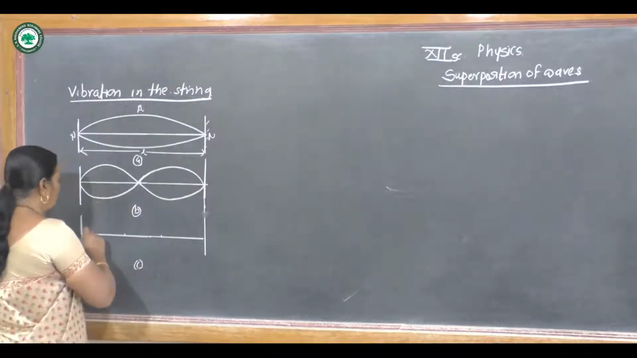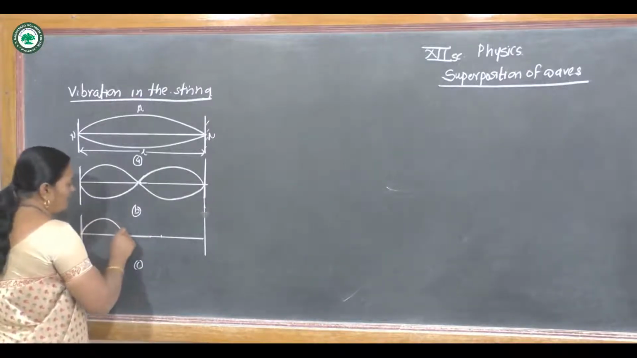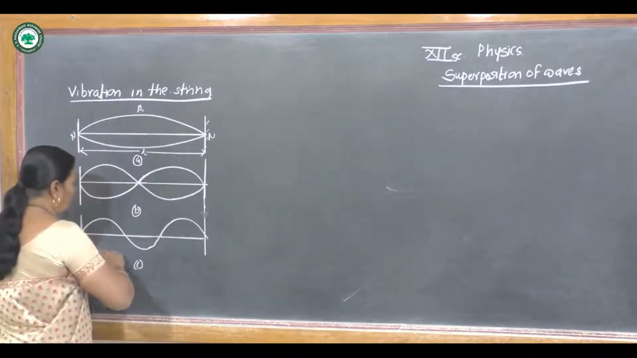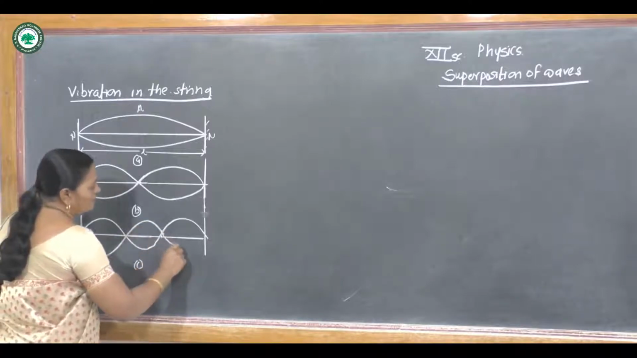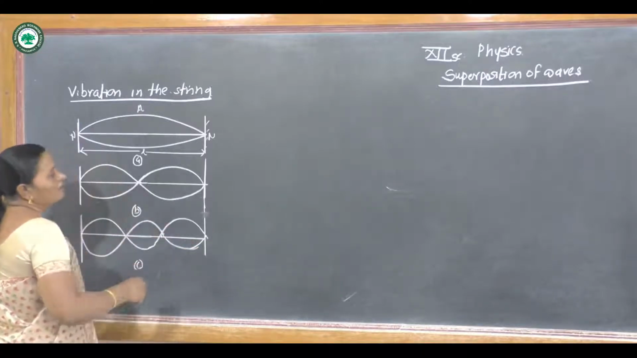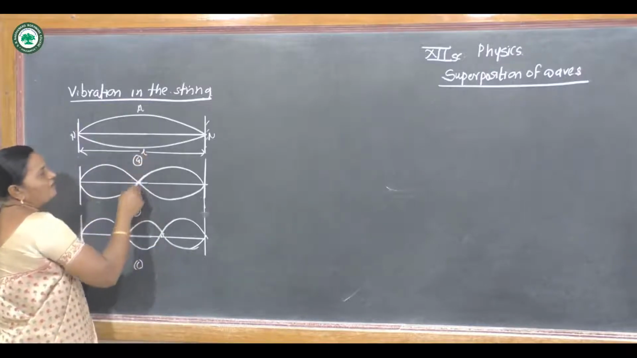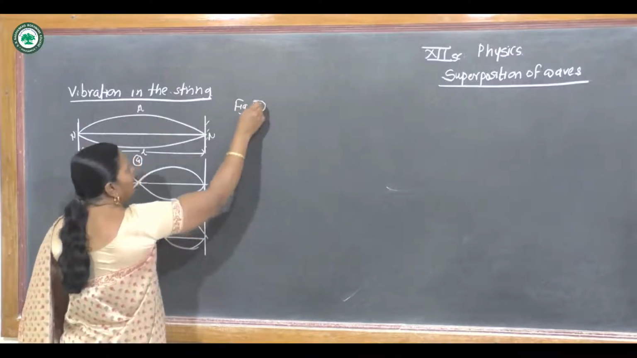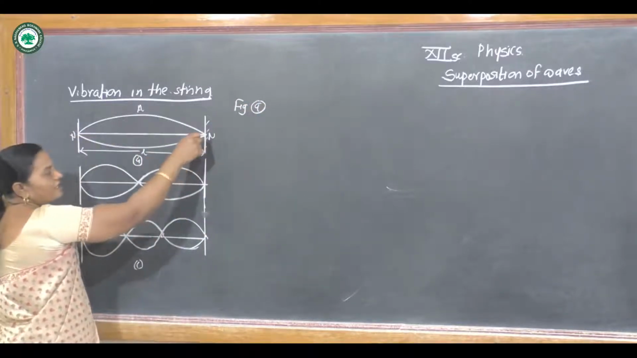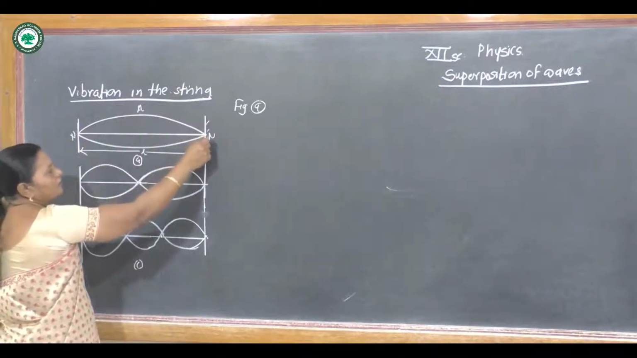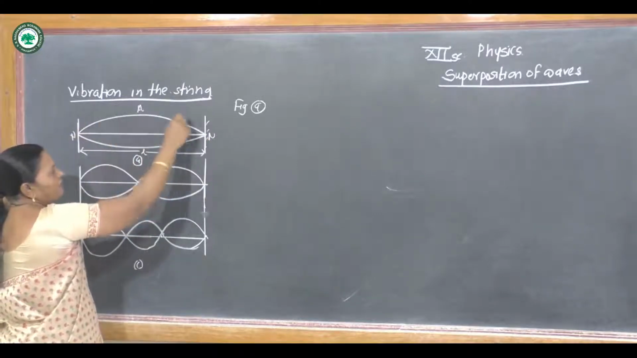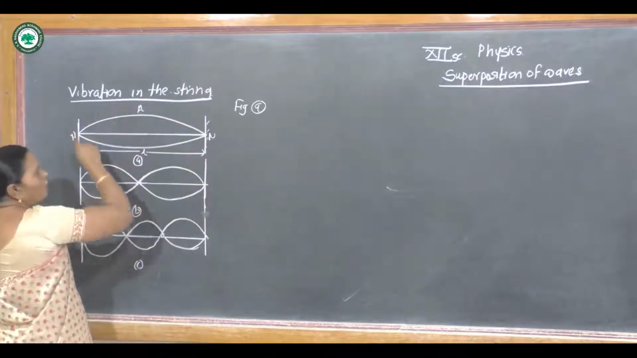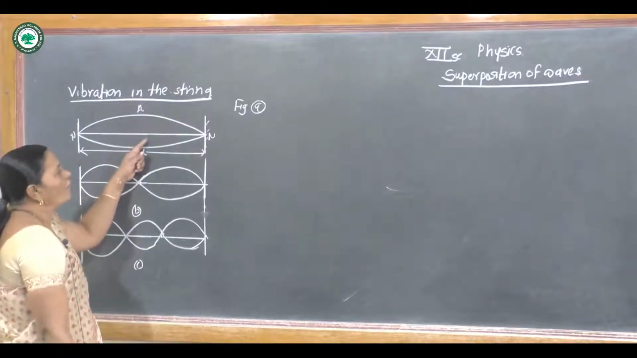Now in the third mode, three loops are formed. These three loops are formed and the wave is reflected back, forming a stationary wave. Now we see the details of this stationary wave. Now see figure A. In figure A, the string is stretched between two rigid supports. When the transverse wave is incident at the denser medium, it is reflected back forming a stationary wave, forming one loop.